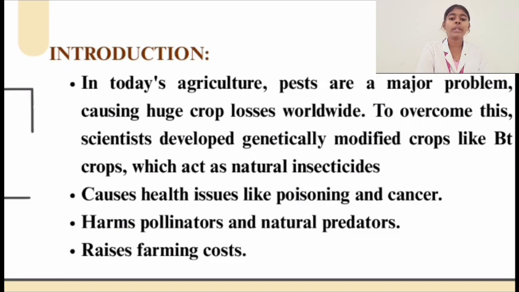Traditionally, farmers have been using chemical insecticides, but these chemicals come with major drawbacks. They can be harmful to human health, causing issues like pesticide poisoning and even cancer risk. They can pollute soil, water, and air, damaging the environment. They also kill organisms like pollinators and predators, and increase the farmer's cost.